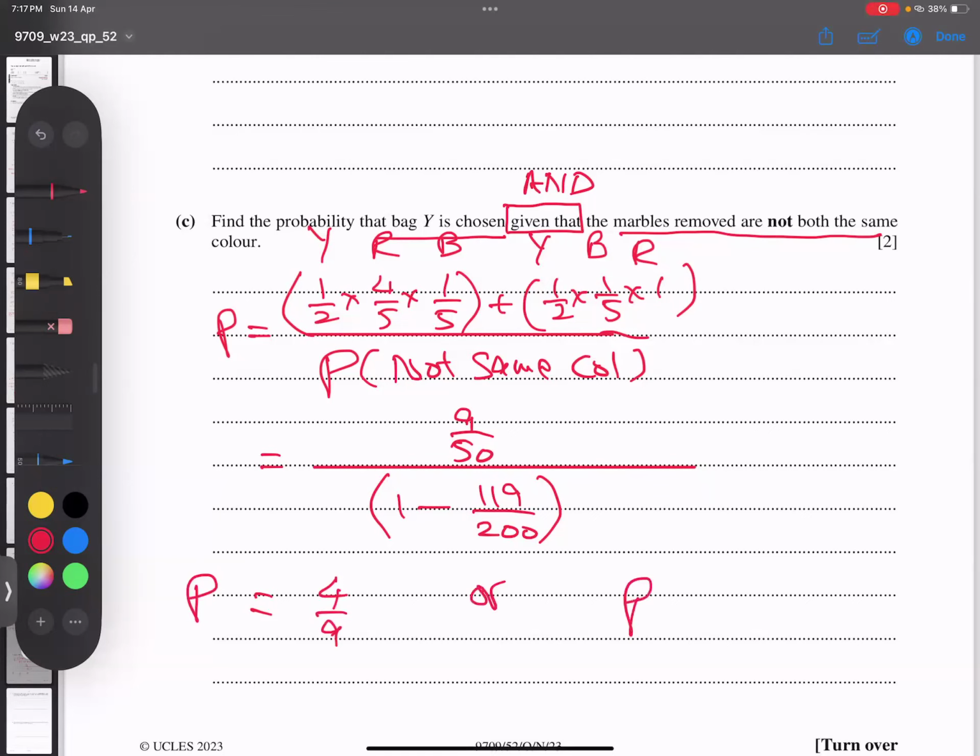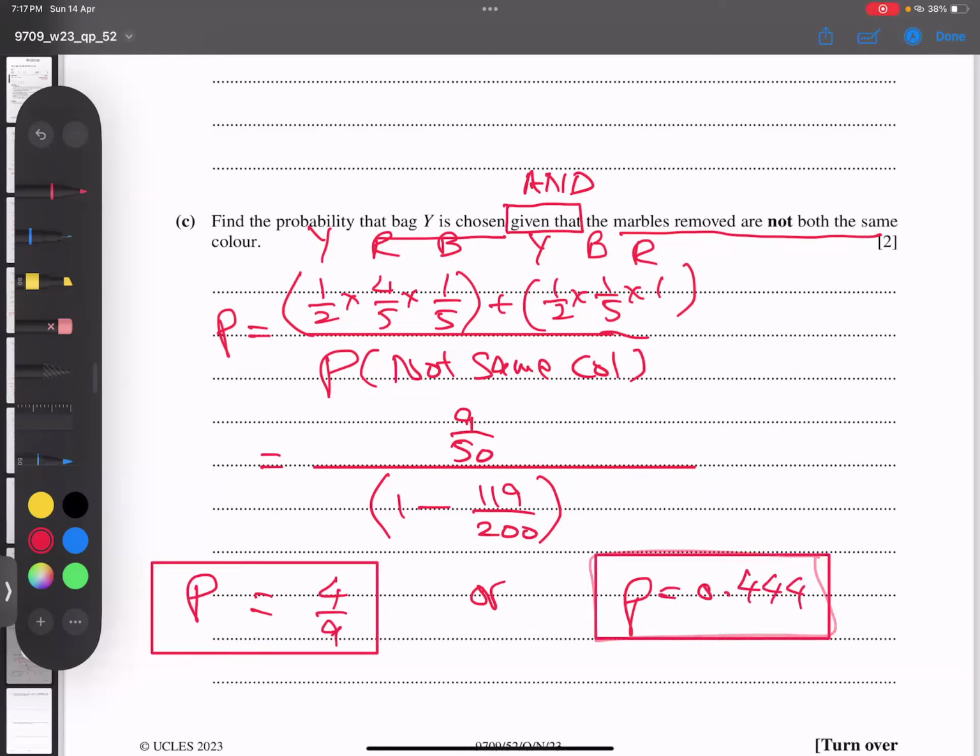Or write in decimal, 0.444. I think fraction is okay and decimal even also okay. So I believe you got the point very clear. Alhamdulillah Rabbil Alameen. So this is done. And now I'm going for the next question.